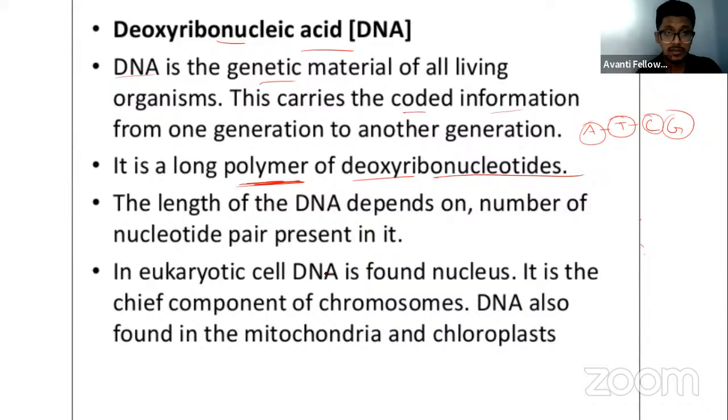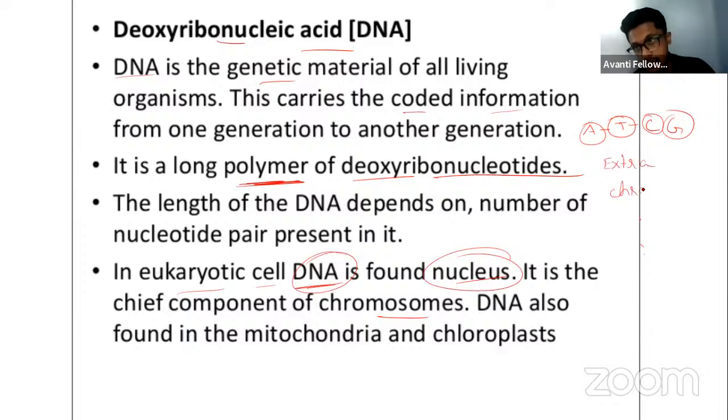So this particular DNA, in the eukaryotic cell, is present in the nucleus region. Even in the prokaryotic cell, but there the nucleus is naked. You know that, right? It is a chief component of all the chromosomes, and it is also found outside the nucleus. The DNA found outside the nucleus is called extra chromosomal genetic material. Let me put it here so that you don't miss what I'm telling. It is called extra chromosomal, which is very important.